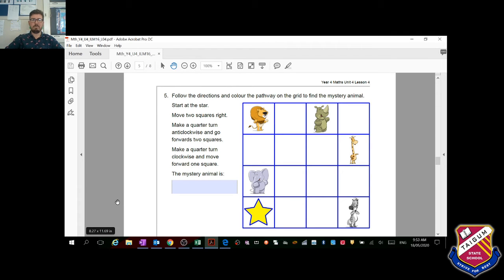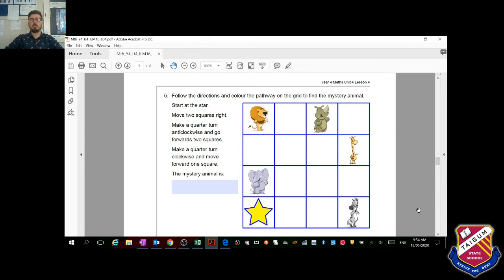Start at the star. Move 2 squares right. Got it? Cool. Make a quarter turn anti-clockwise. So we're facing this way. So make a quarter turn anti-clockwise and go forward 2 squares. Got it? Cool. Make a quarter turn clockwise and move forward 1 square.